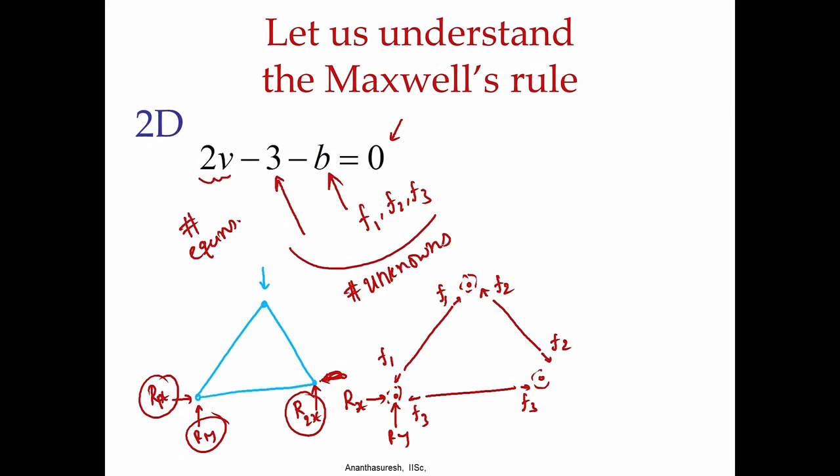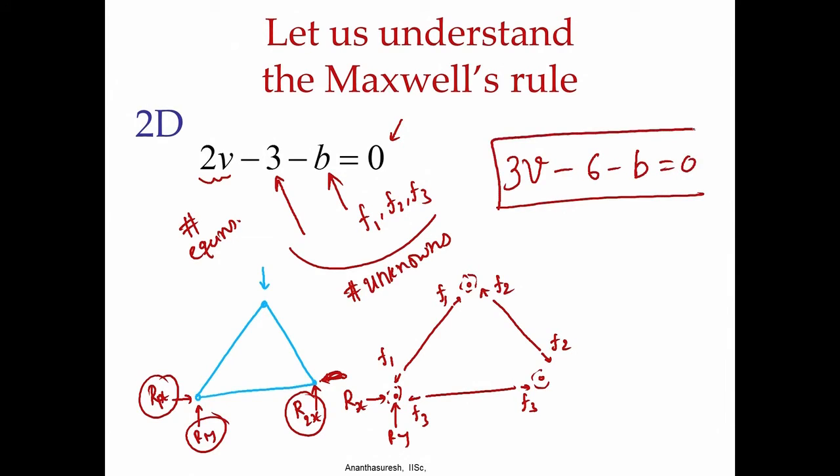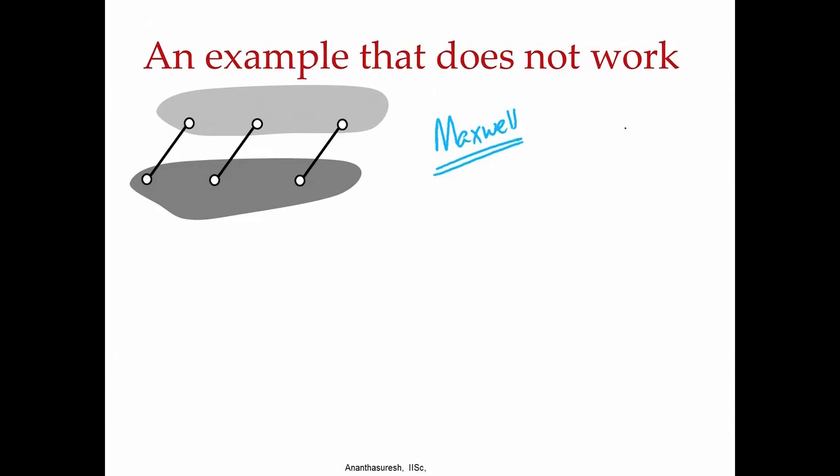The same thing applies in 3 dimensions, where you have 3v minus 6 minus b equal to 0. That is the 3D version of Maxwell's rule. At each vertex you can write 3 equations, Fx, Fy, Fz equilibrium, and the number of bars remains the same, and then 6 unknowns, because in order to make a 3 dimensional truss just stiff, we have to have 6 reactions, okay? And that is how Maxwell's rule comes.